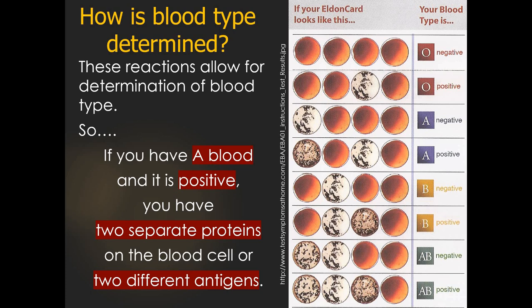So if you have A blood and it is positive, you have two separate proteins in there, two separate antigens. As you go to test, you put blood across all four columns. In the first one, you put anti-A, then anti-B here, and then anti-D here, which is your Rh factor, in the third column. And then the last column is a control, so we know that we just didn't mess up.